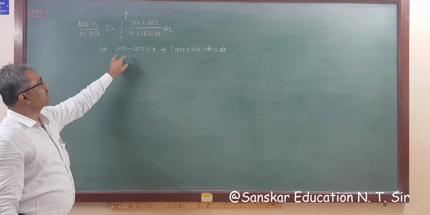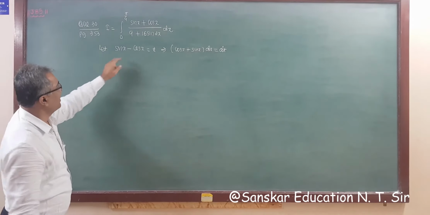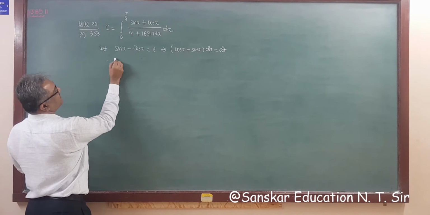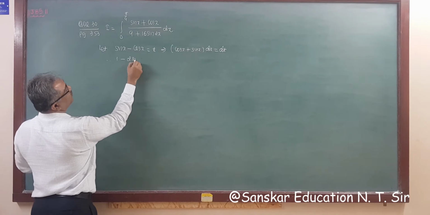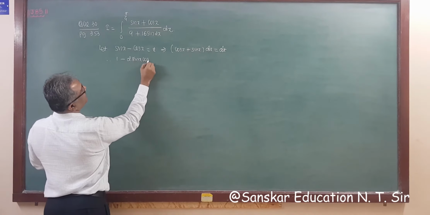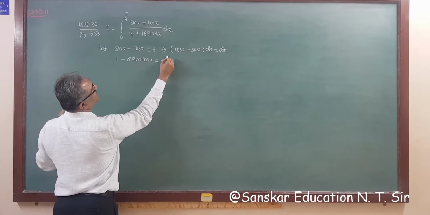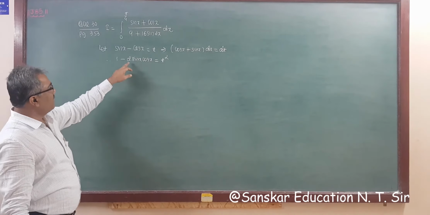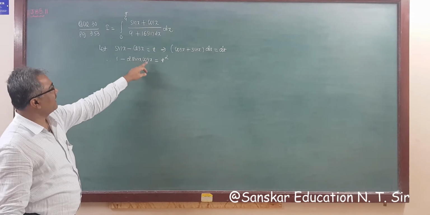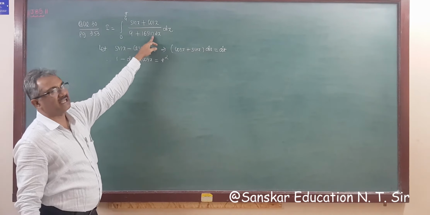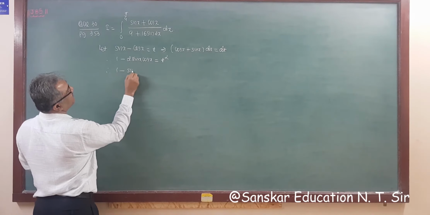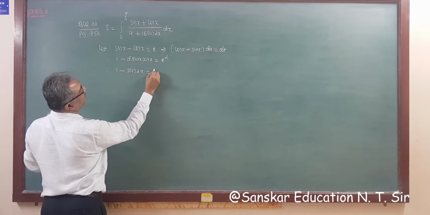Right? Now, as usual, squaring this, we get sin square x plus cos square x, which is 1. So 1 minus 2 sin x cos x is equal to t square, because we are squaring both sides. Now this is 2 sin x cos x, which is sin twice x. So we get 1 minus sin twice x is equal to t square.